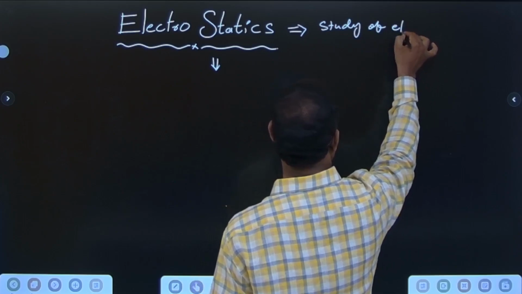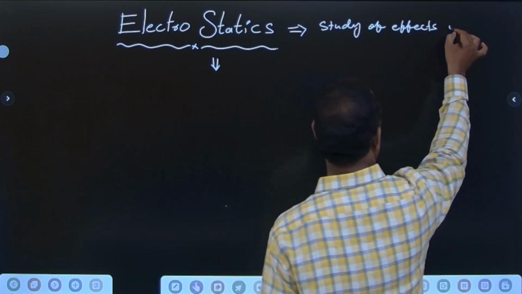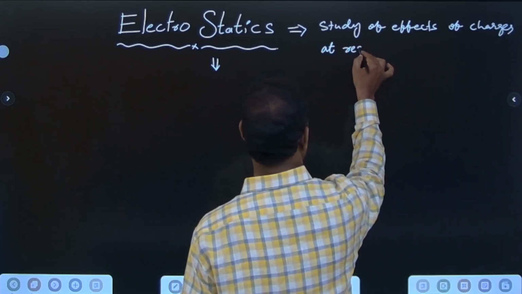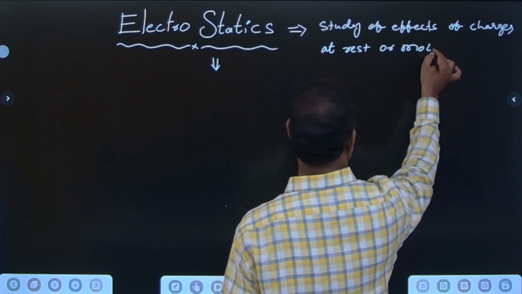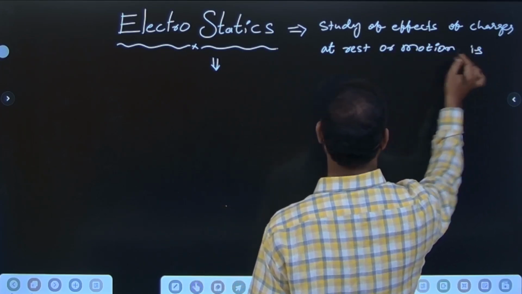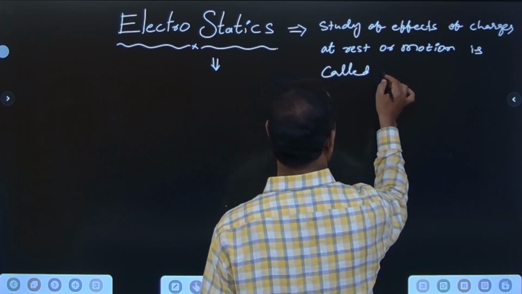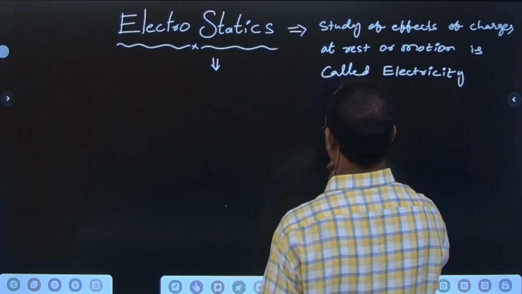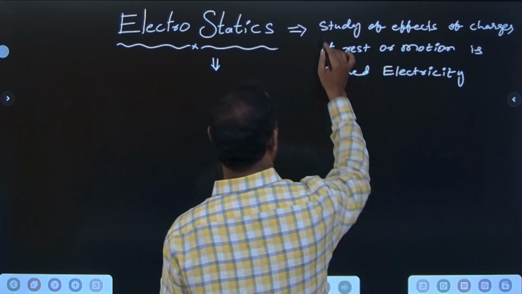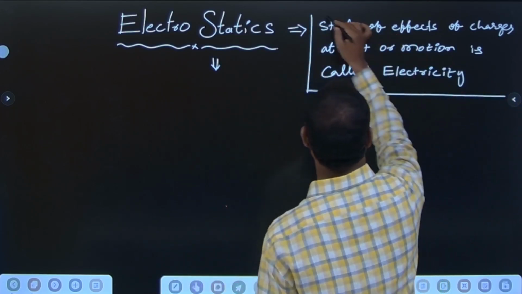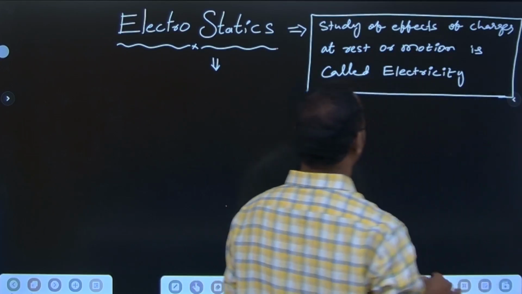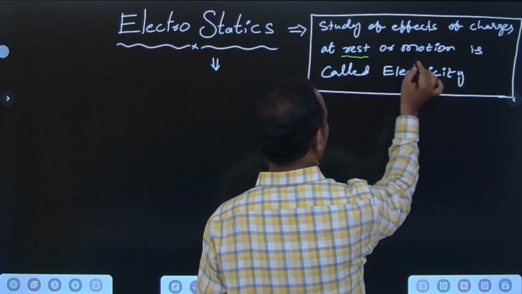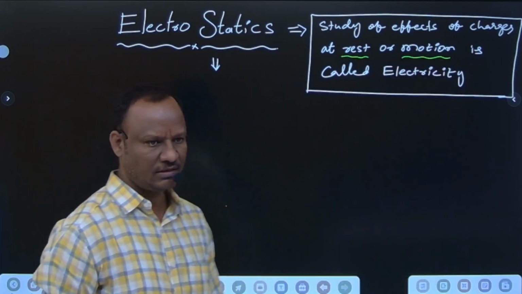So the study of effects of charges at rest or in motion is called electricity. Okay, so this is about electricity, the study of effects of charges at rest or in motion. If the charges are at rest, or if the charges are in motion.